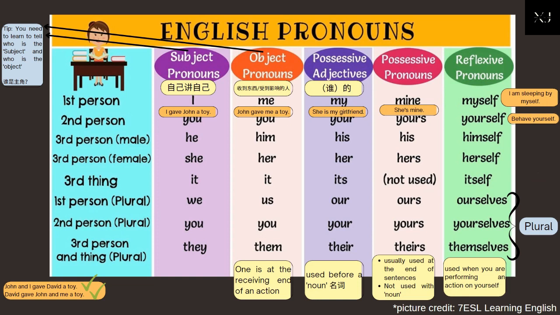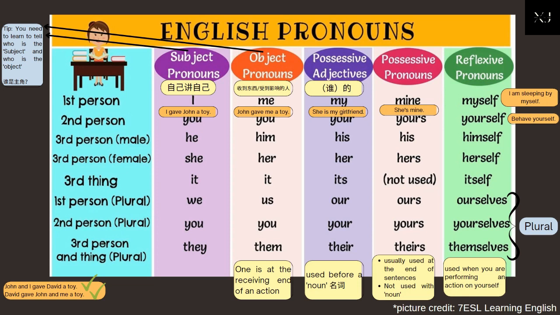Alright, and the last category is reflexive pronoun. Basically, you are talking about yourself, or when you're performing an action on yourself. Let's see the first one, myself. I'm sleeping by myself. Or the next one, behave yourself. Only you can sleep by yourself, right? Only you can cause yourself to sleep if you're tired enough. And only you can control yourself to behave yourself.